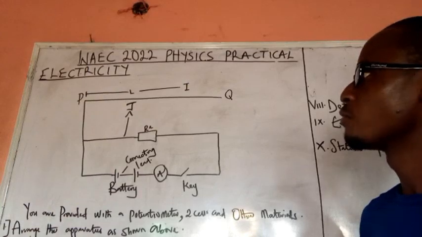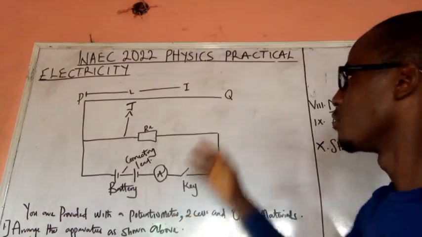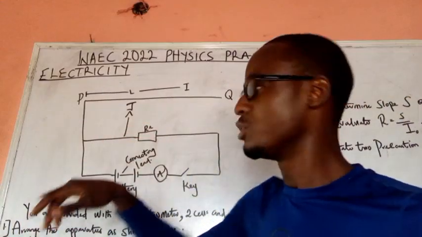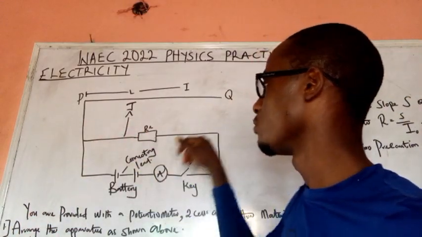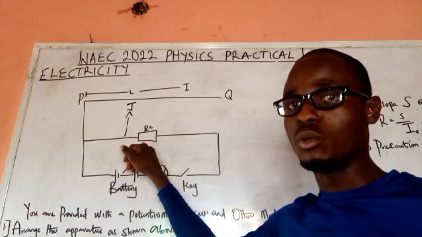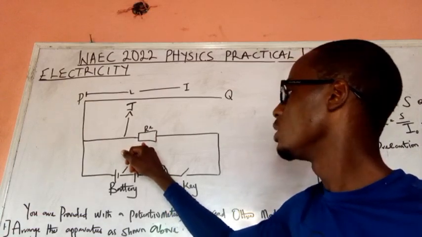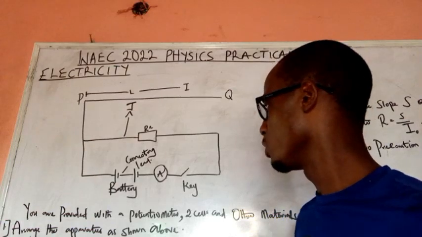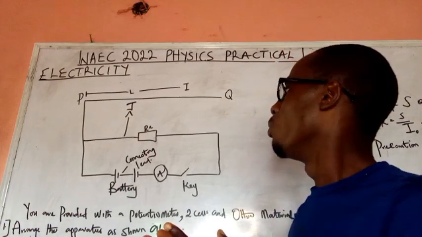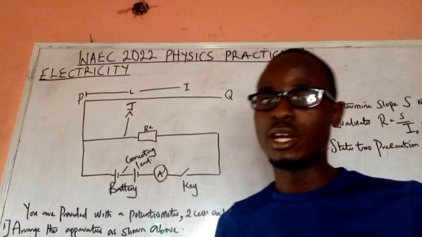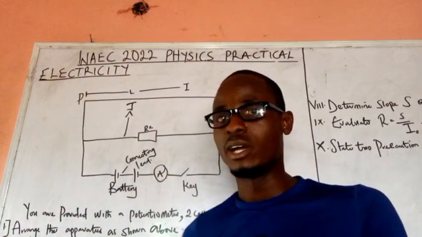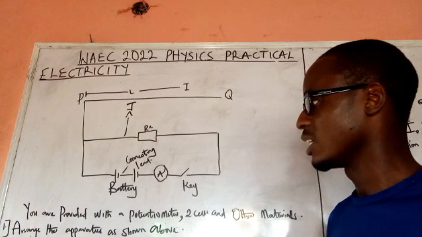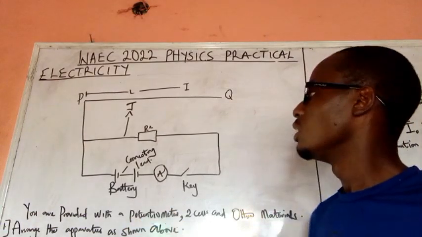Let's study it ourselves. Here we have a potentiometer PQ of length L, and we have the jockey. We are going to make the connection in this form, and we have a standard resistor of 2 ohms. Then we have two cells connected in series alongside the ammeter and the key. So you are going to set up the apparatus as it is in this diagram, and then we follow the procedures that accompany the diagram.